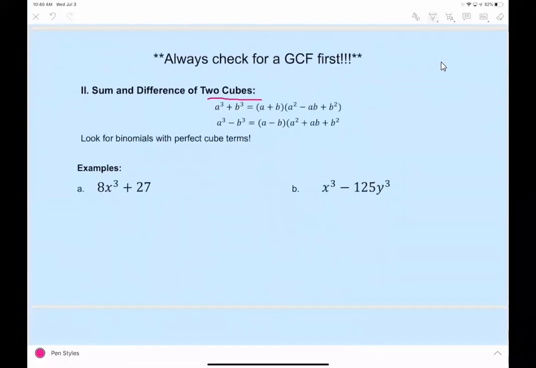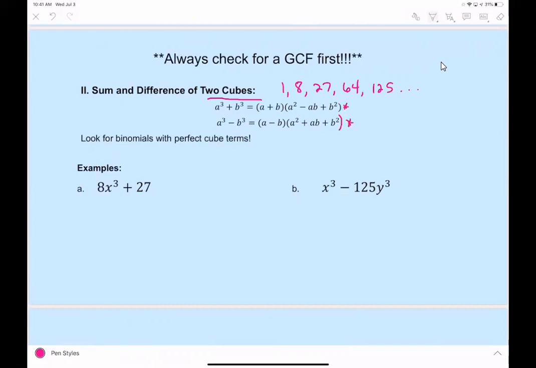We could also have binomials that are not squares but could be perfect cubes. Think about your perfect cubes: we have 1, 8, 27, 64, 125, and typically those are your more common ones, just the first 5. If we have a binomial that is a sum or difference of cubes, what we're going to do is use this little formula here.